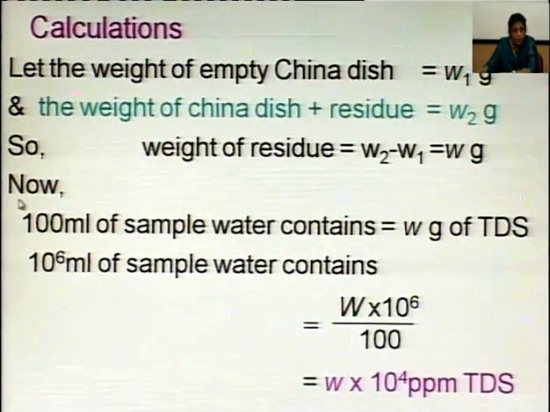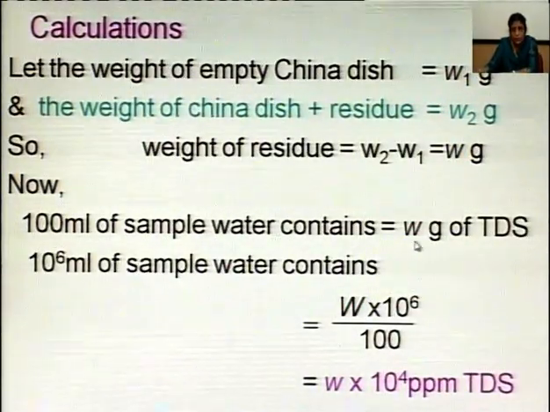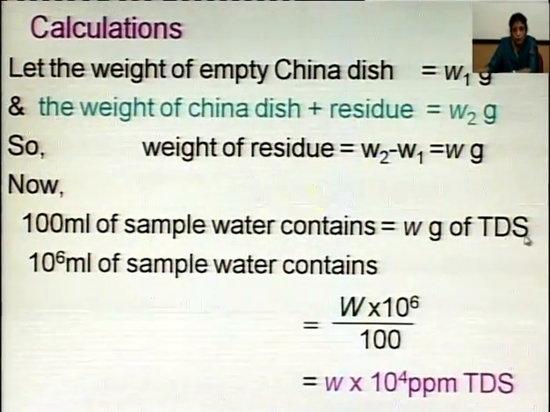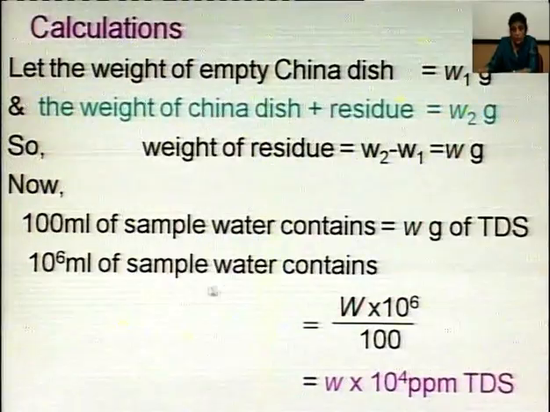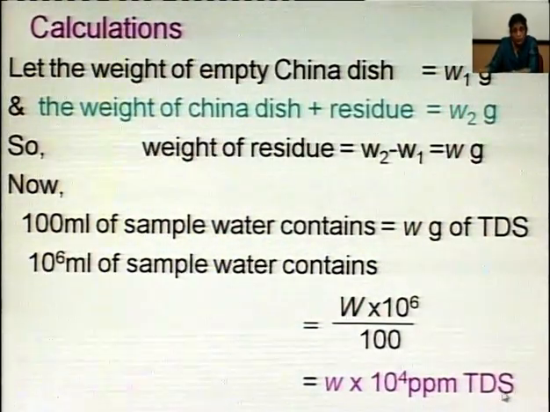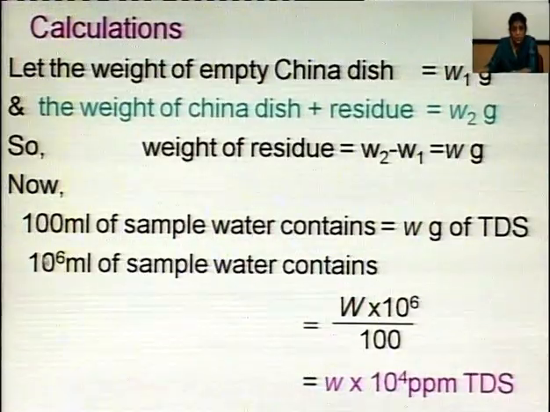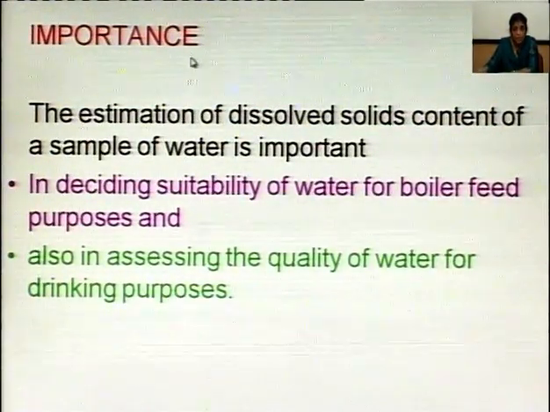Since we have taken only 100 ml of sample water, 100 ml of sample water contains W gram of total dissolved solids. 10^6 ml of water sample contains W into 10^6 divided by 100, so W into 10^4 ppm TDS. So, this is the determination of TDS in sample water.